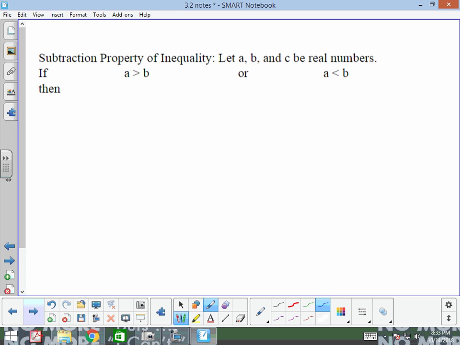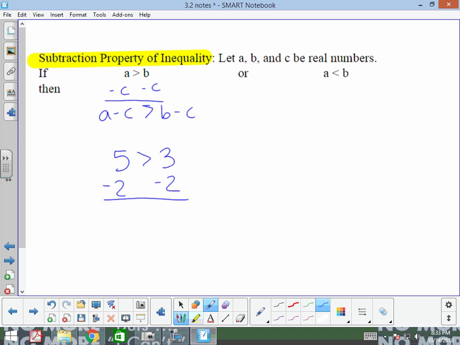All right, let's look at the subtraction property of inequality. Same thing, this time we're subtracting. A, B, and C are real numbers. If A is greater than B and we subtract C from both sides, then A minus C is still greater than B minus C. So let's use those same numbers, 5 and 3. 5 is greater than 3. If we subtract 2 from both sides, then we still get a true inequality. 3 is greater than 1.